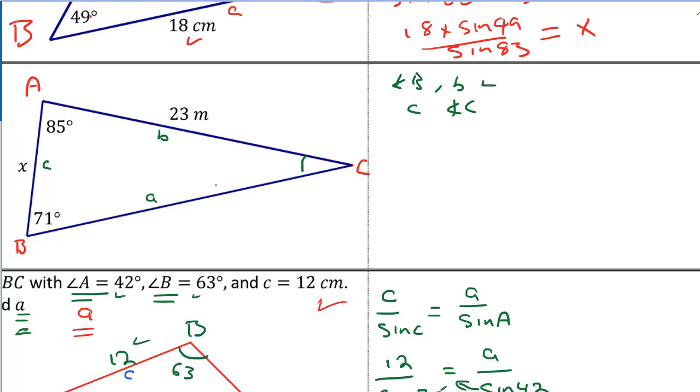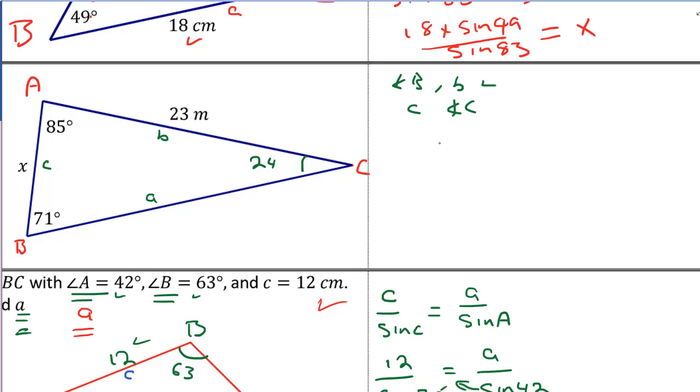Because we know that all of the angles in a triangle have to add up to 180 degrees, and we know angle A and angle B, we can calculate angle C. When you add angle A and angle B together, you get 156. These three have to add up to 180, so that means that angle C must be 24 degrees.